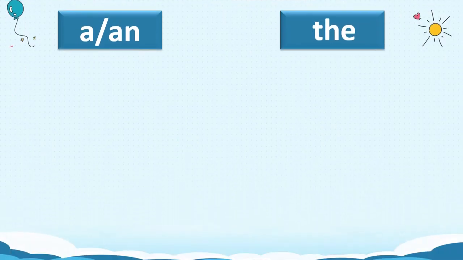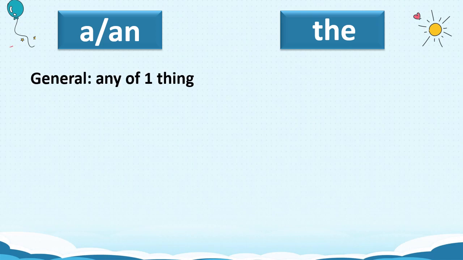What's the difference between a, an, and the? A or an is used before general nouns when we're talking about any one thing, but the is used before specific nouns.